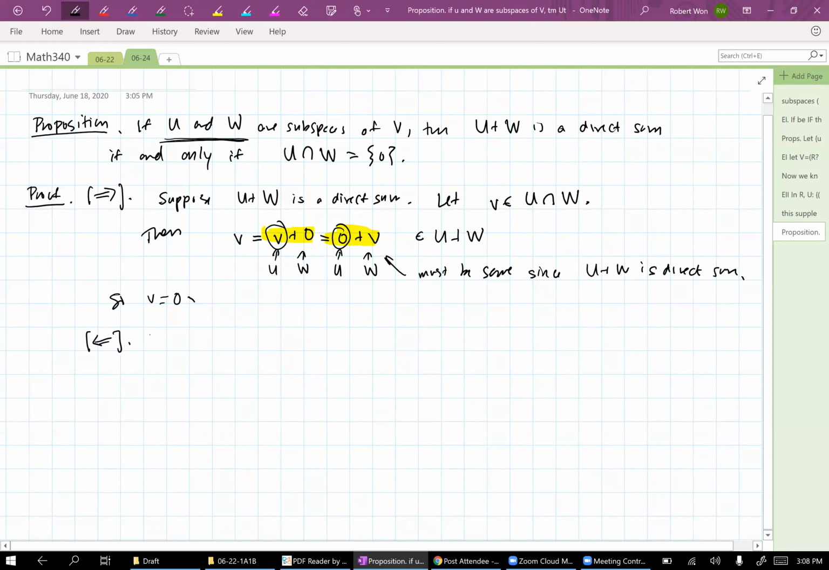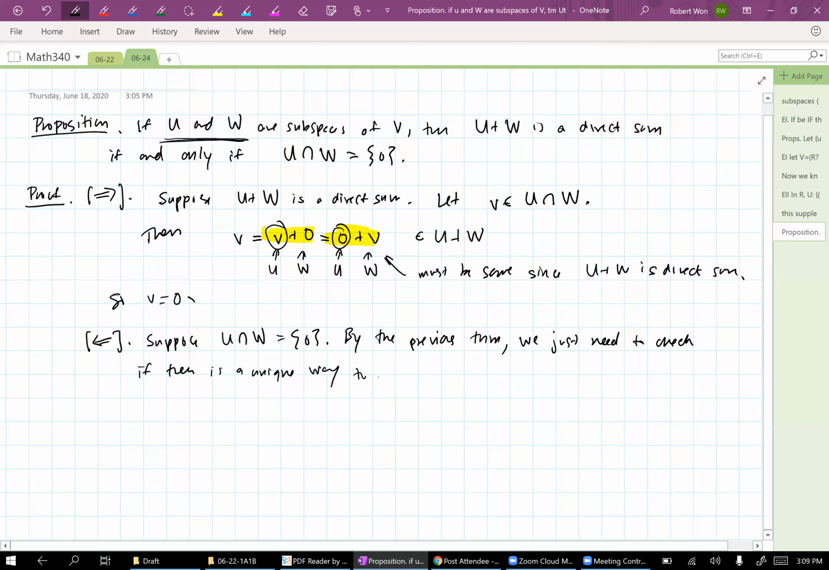Okay, what about the converse? So conversely, suppose that you have two subspaces that intersect in the zero vector. Okay, I want to show that U plus W is a direct sum. But now I can use the theorem that we just proved. I only need to check if there's only one way to write zero. So by the previous theorem, we just need to check if there's a unique way to write zero as a sum.